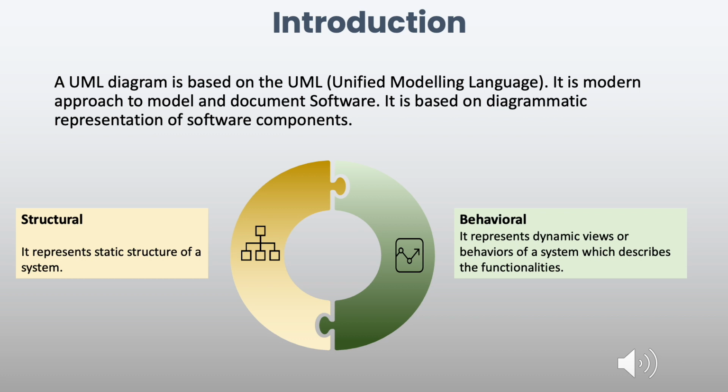So what is a UML diagram? A UML diagram is based on the Unified Modeling Language. It is a modern approach to model and document software. It is based on diagrammatic representation of software components.